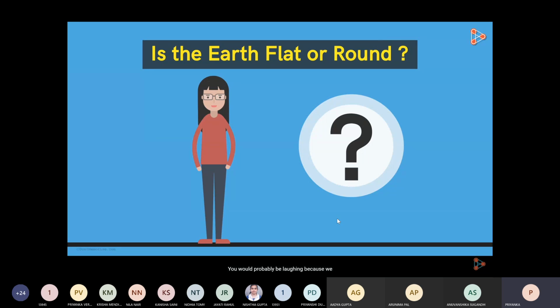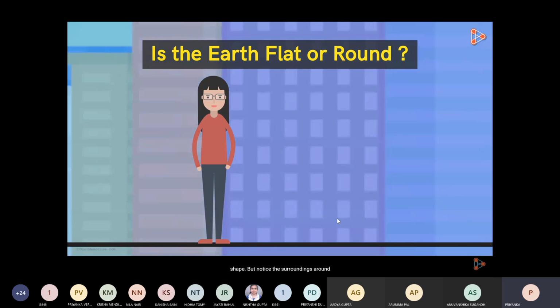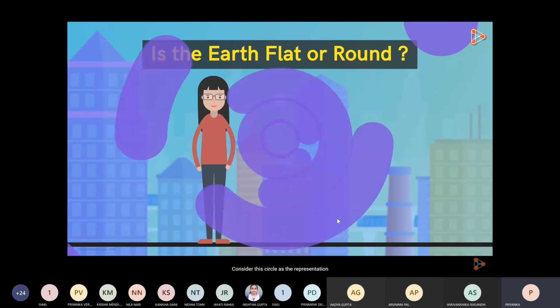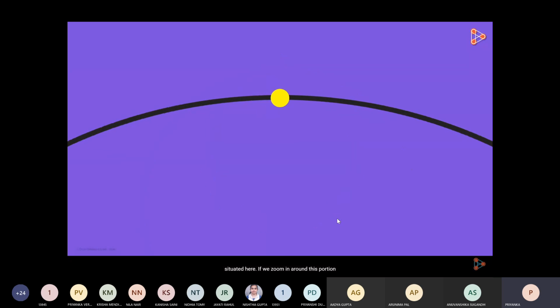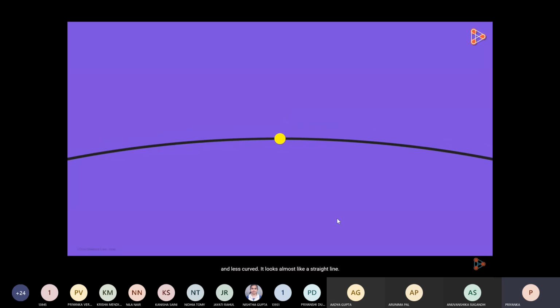You'd probably be laughing because we all know that the Earth is almost round in shape. But notice the surroundings around you. It seems that the Earth is flat. Why is it so? Consider this circle as the representation of the Earth. And let's say you are currently situated here. If we zoom in around this portion of the curved line, we see that it becomes less and less curved. It looks almost like a straight line.